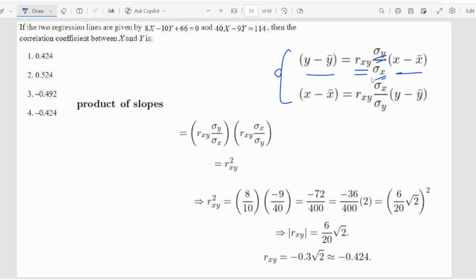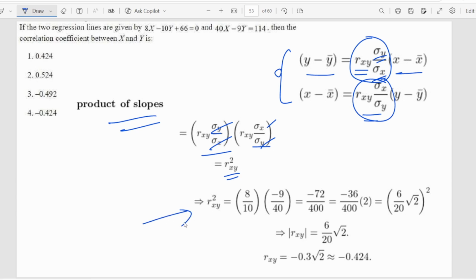So, in one of the lines, the slope is the correlation coefficient with the ratio of the standard deviations with y first and then x, and in the other line, we have the correlation coefficient multiplied by the ratio of standard deviations where x is first and then y. So if we take the product of the slopes, we have this, where this and this cancel, and the product of the slopes is the square of the correlation coefficient.